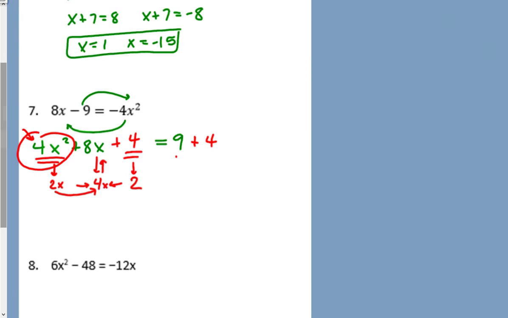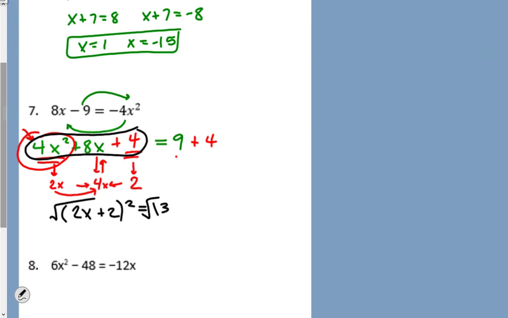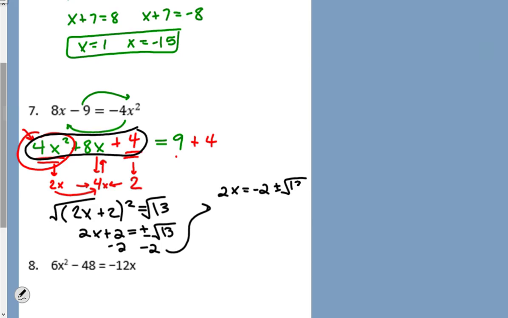Okay, so really what we ended up with, this right here, when I factor it, is 2x plus 2 all squared equals 13. Then I square root both sides. There is no whole number square root of 13, so I'm just going to leave it as plus or minus square root of 13. I'm going to subtract 2 over here. So I've got 2x equals negative 2 plus or minus square root of 13. And divide by 2. So my final answer looks crazy and complicated, like this.